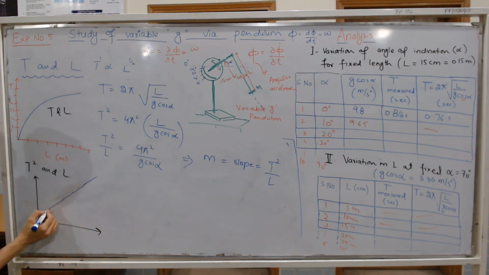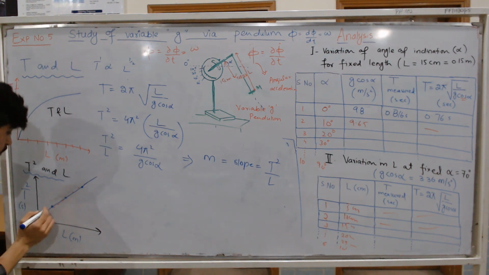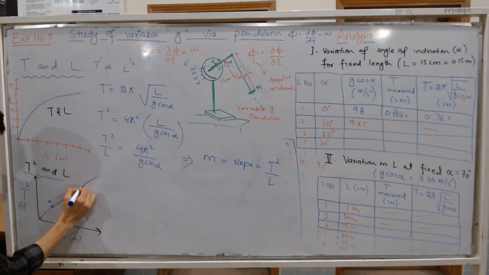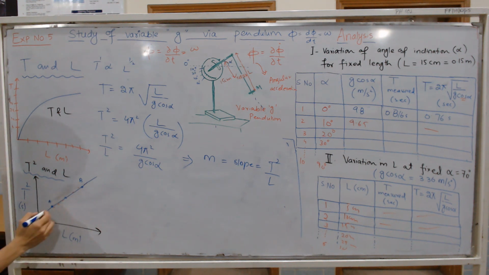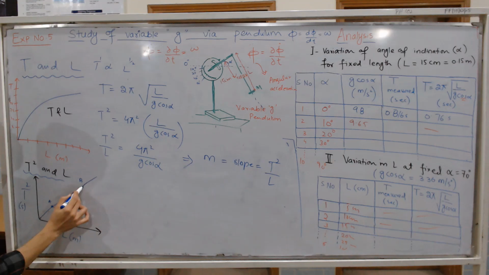So how to find the slope? Simply, this is our time period axis, and this is the length L in meters, and this is the time period in seconds. This is T square, keep in mind, this is for T square and L. So I am having some points. This is point A, this is point B. So the slope can be easily calculated like this.